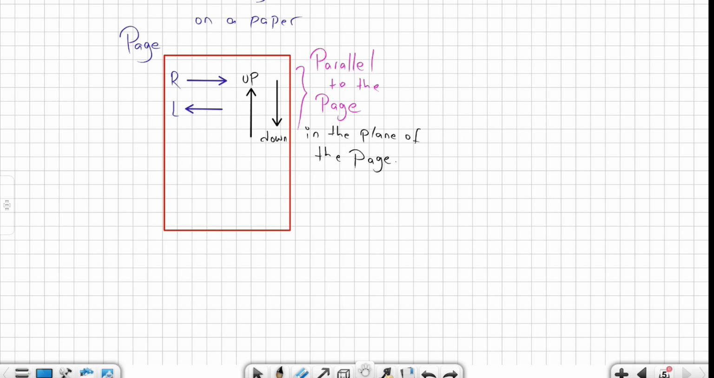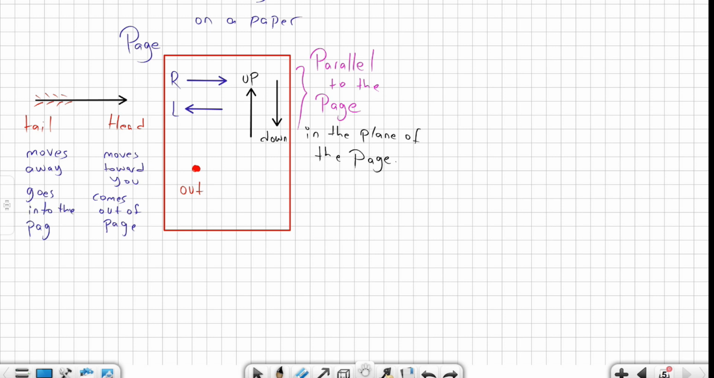If we have another vector that is not parallel to the page, a vector has a tail and a head. So if the vector is moving toward you, you will be seeing the head of the arrow. It will be coming out of the page. If you look at the page, the symbol will be a dot because the head that you see will look like a dot. If the vector or the arrow moves away from you, you will be seeing the tail, which will go into the page. If you look at the page, the tail will have the shape of an X. So X will be the symbol of into the page.